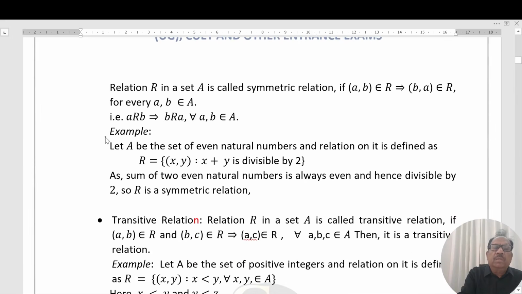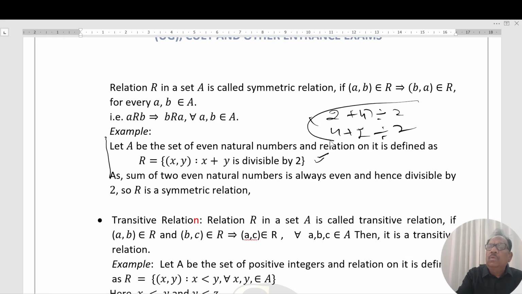Now let's take an example. Let A be the set of even natural numbers, and the relation is defined as x plus y is divisible by 2. The sum of two even natural numbers is always even and hence divisible by 2. Suppose 2 plus 4 is divisible by 2, correct? Then 4 plus 2 will also be divisible. This is ARB, this is BRA, right? So this is a symmetric relation.